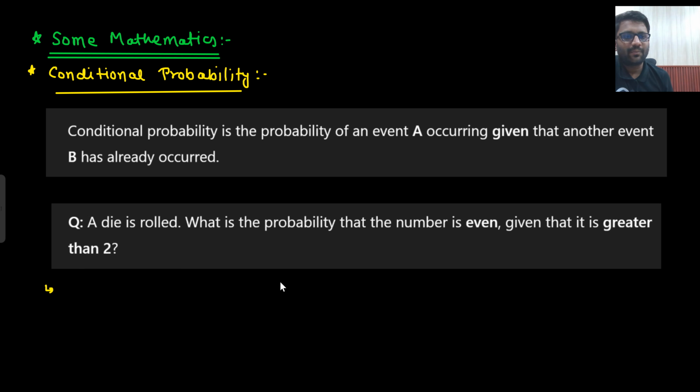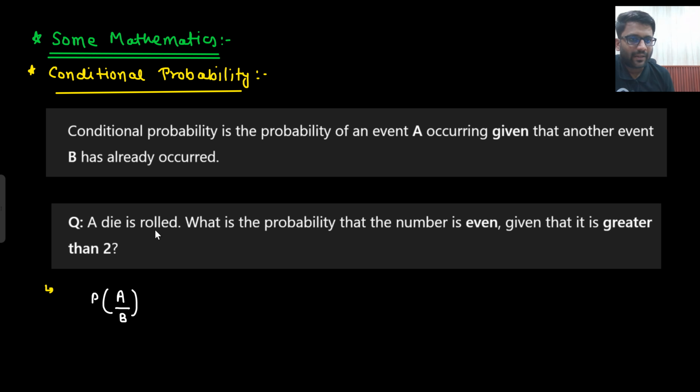So what do you mean by conditional probability? Conditional probability is given by the probability of event A given that event B has already occurred. Probability of event A given that event B has already occurred. Let's understand by an example.